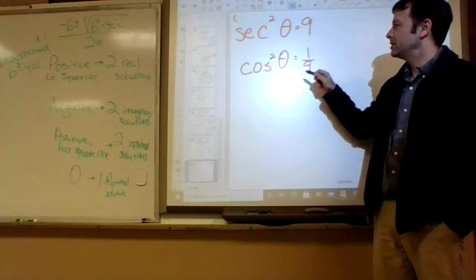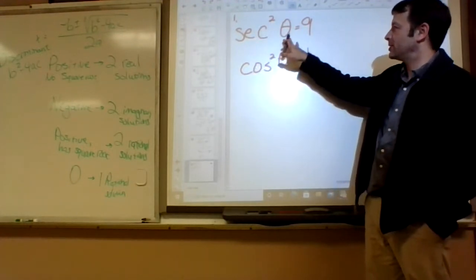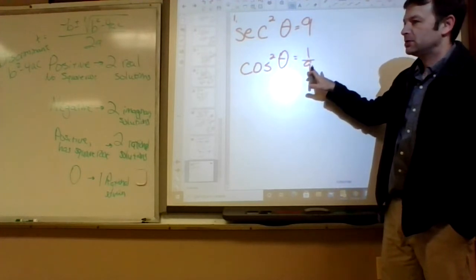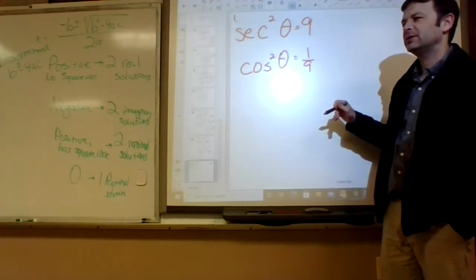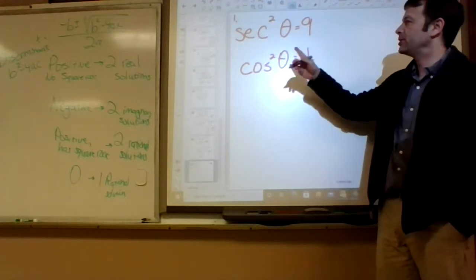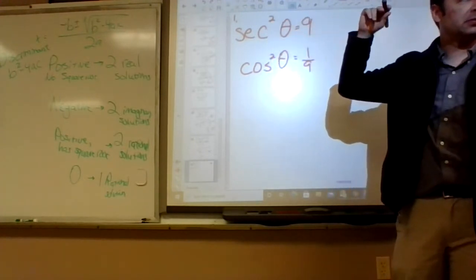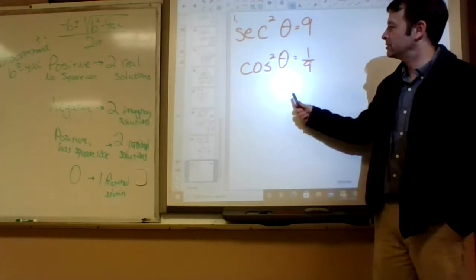It's the reciprocal. So if we flip this upside down, it turns into this, so we gotta flip this upside down. How do we know secant squared is 9? Why is it squared? This is number 1 on page 326. So what are we trying to figure out? Theta, the angle.